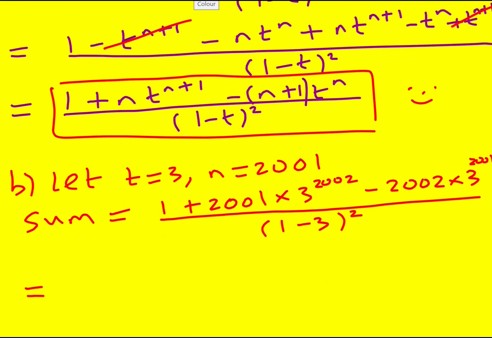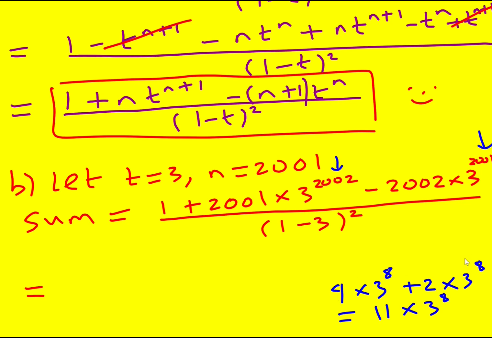Well, here's the crucial thing. Here we've got 3 to the 2001, and here we've got 3 to the 2002. Like if I had 9 lots of 3 to the 8, and I added 2 lots of 3 to the 8, then I would have 11 lots of 3 to the 8. I can simply add these coefficients together, because it's a bit like doing 9x plus 2x is 11x. It's the same when you add surds.